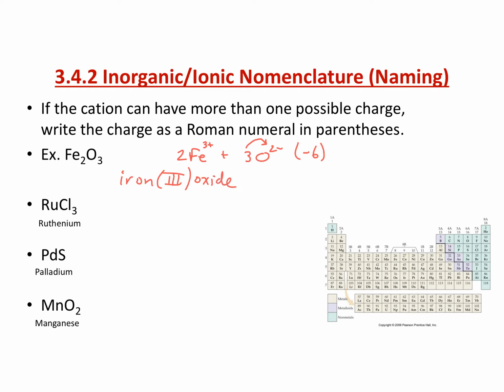Ruthenium chloride. To name that correctly, I've got 3 chlorines at -1 each, so that's a charge of -3. So ruthenium must be +3. So I would say I have ruthenium 3 chloride.